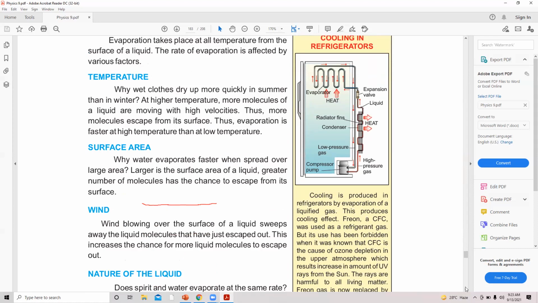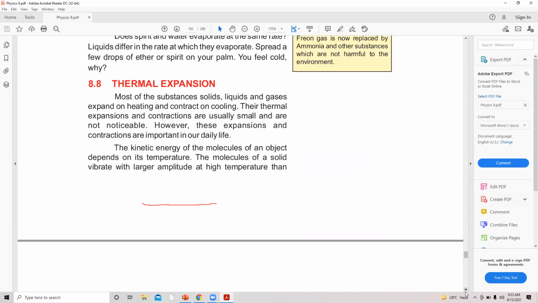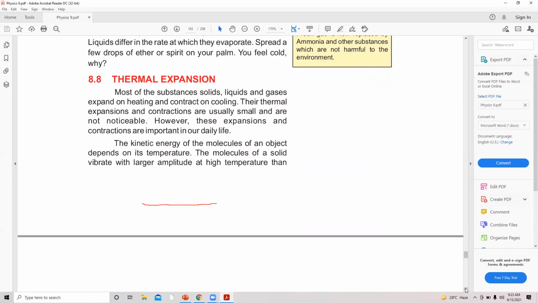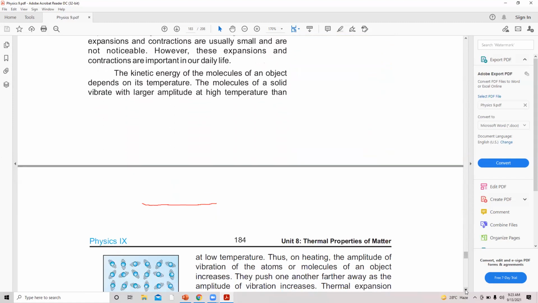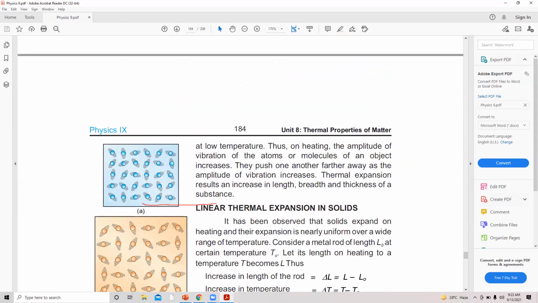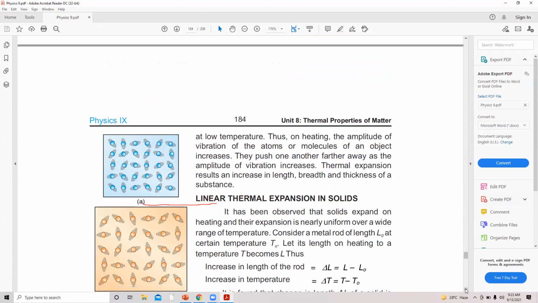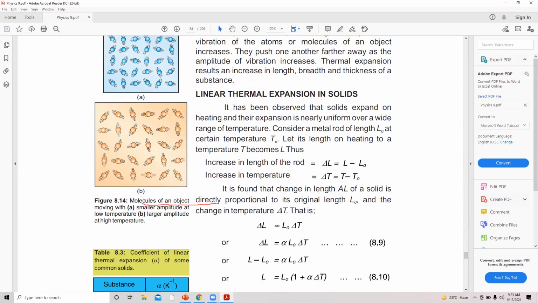So you also have to go through each and every piece of side information, every box that is given in your unit 8, right? Then the next topic is thermal expansion. You must know what thermal expansion is, how thermal expansion takes place in solids, how it takes place in liquids, and the categories of thermal expansion, where in one way you are dealing with linear thermal expansion in solids.